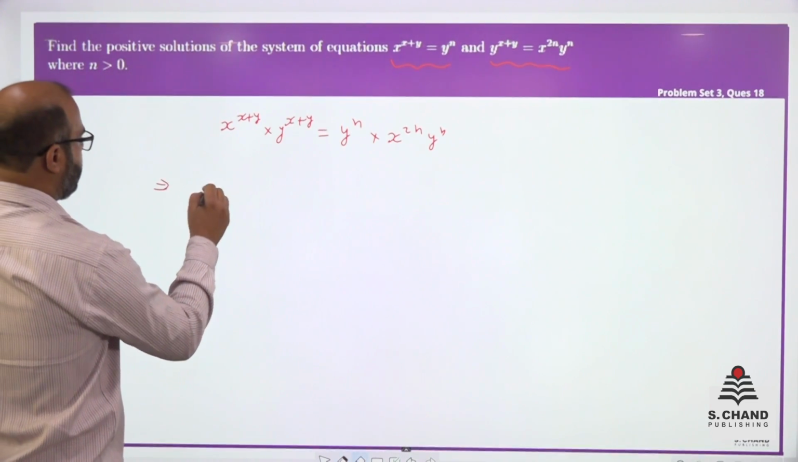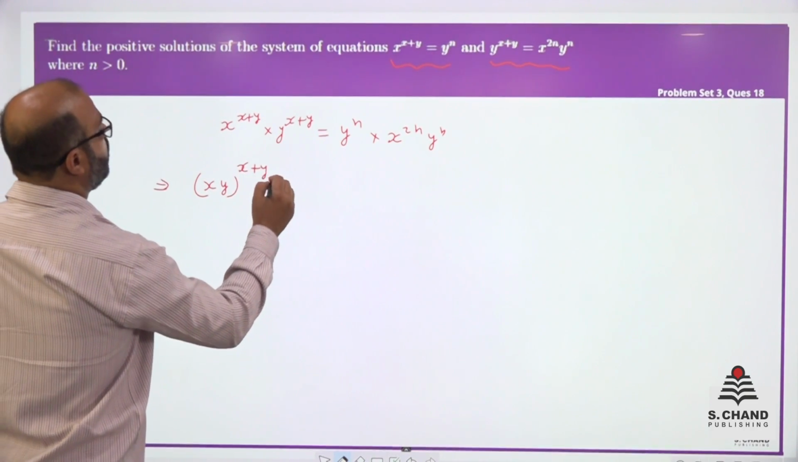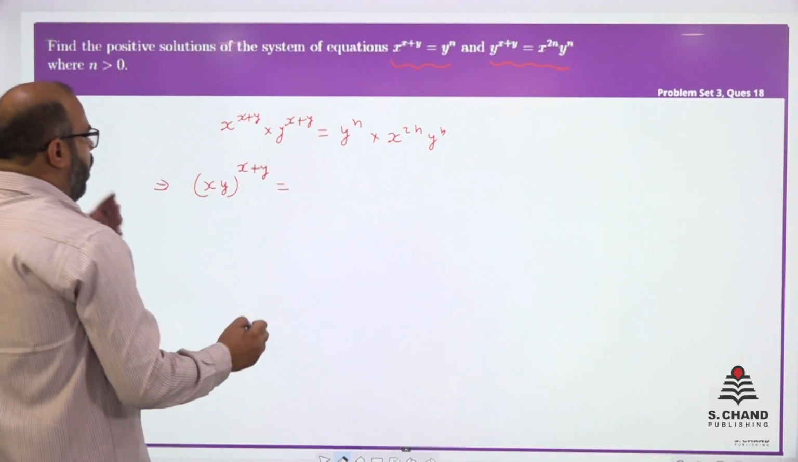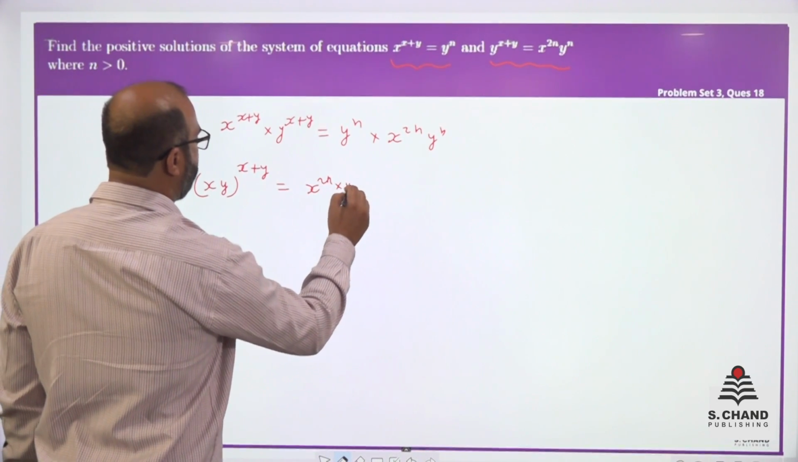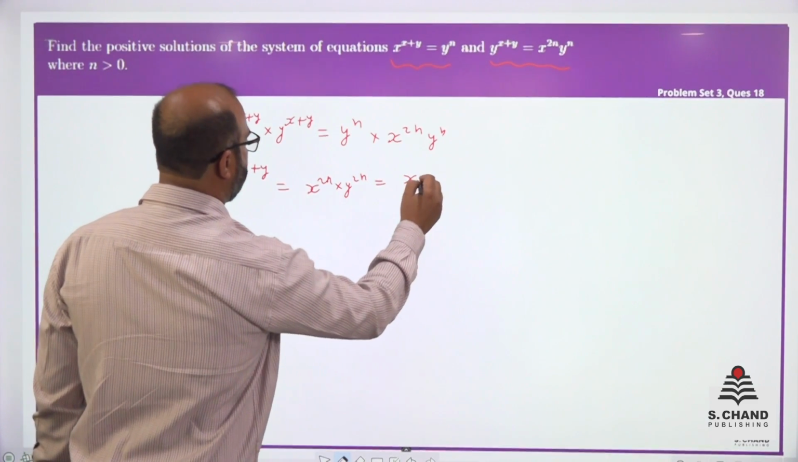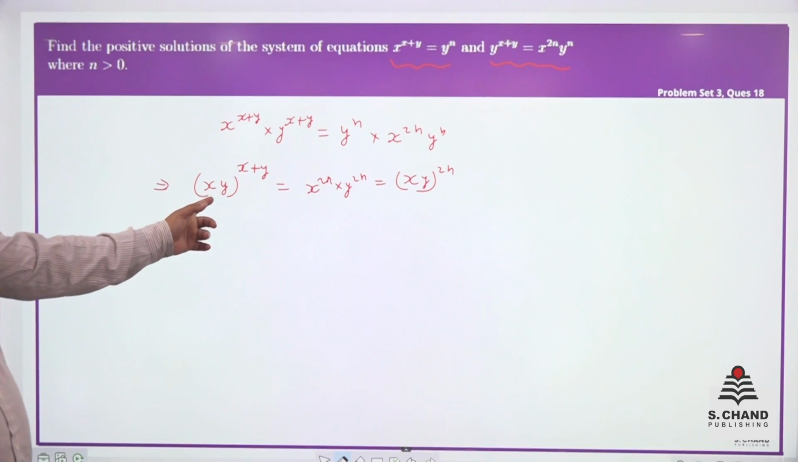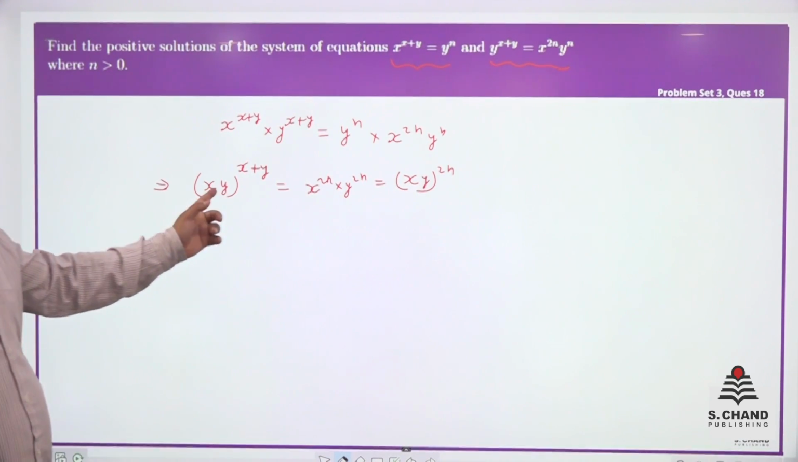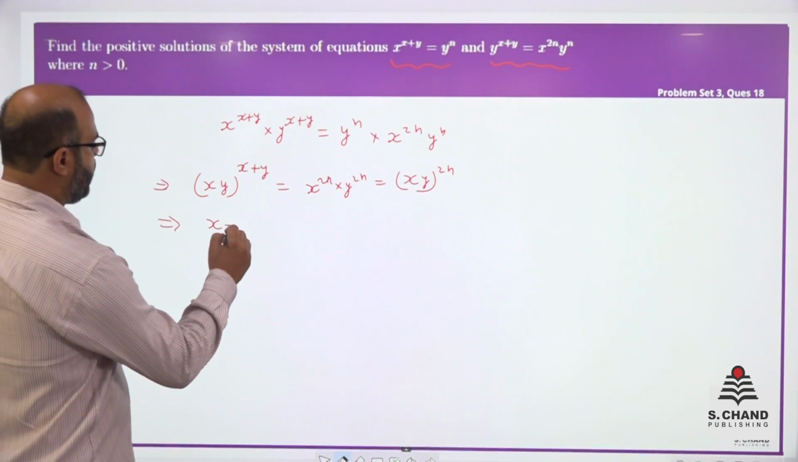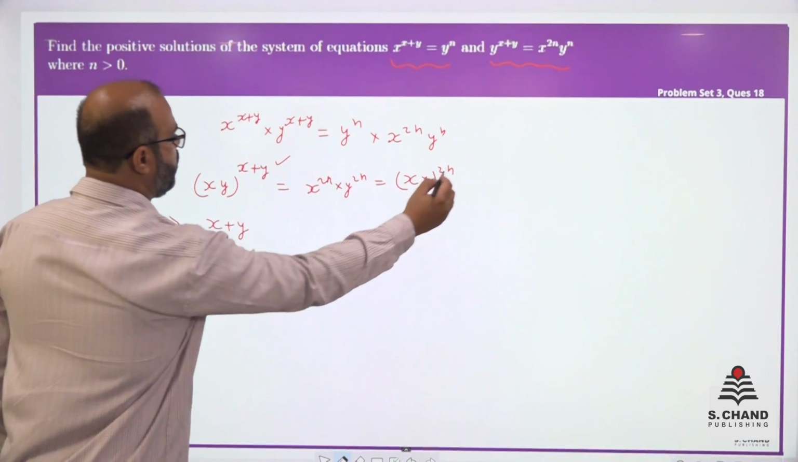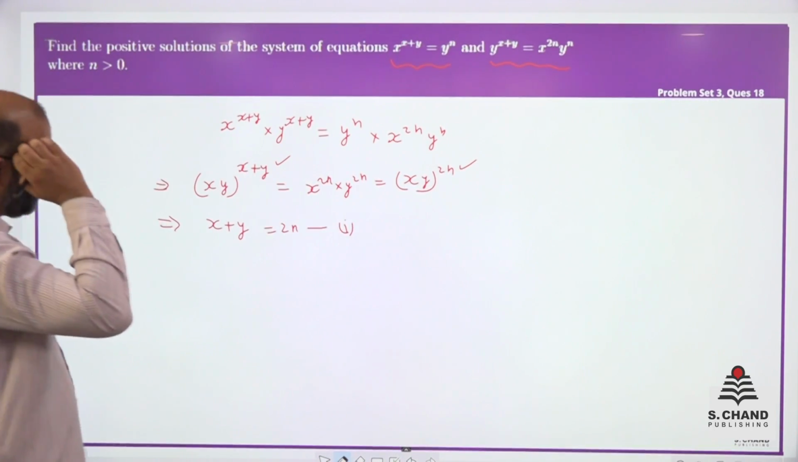So, this will become x into y to the power x plus y, and on the right hand side x to the power 2n into y to the power 2n, which is actually x into y to the power 2n. Now, you see the left hand side and you see the right hand side. The base is same. So, index, which is power, will be equal. So, this implies x plus y, which is this one, is equal to 2n. This is the first equation.